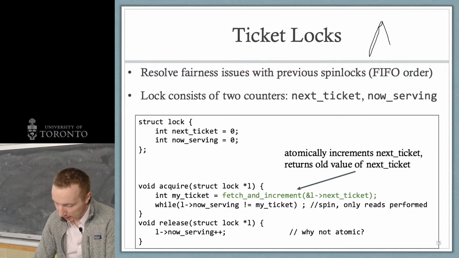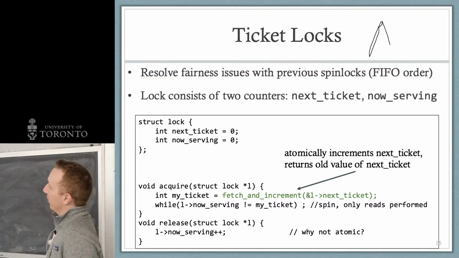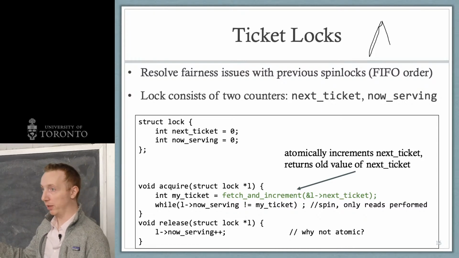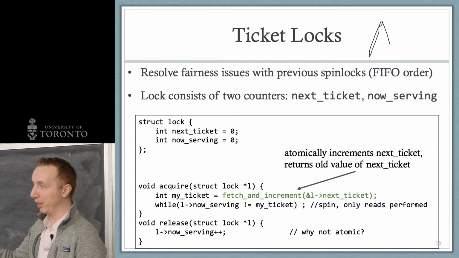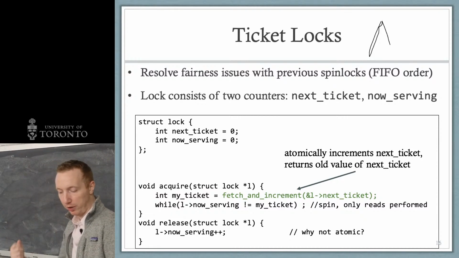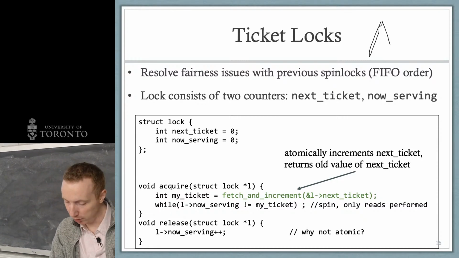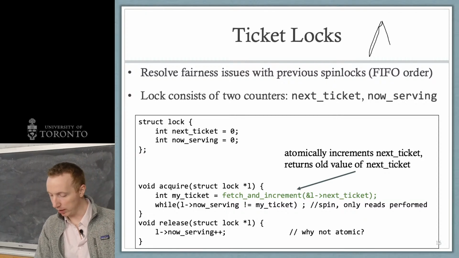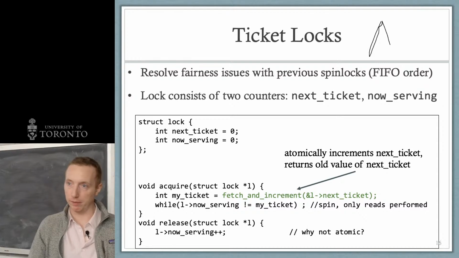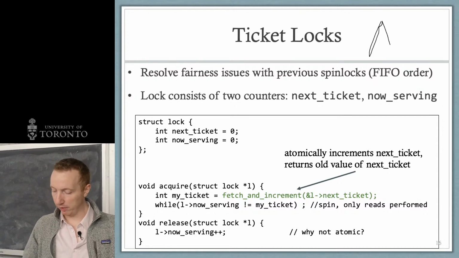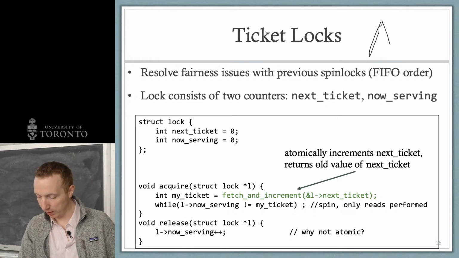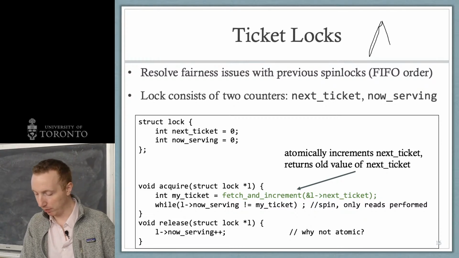So here, to acquire, you would atomically do the fetch and increment. You atomically pick a ticket. There's only one ticket machine. It's atomic. You take your number, and then you just loop over the now serving value. So you spin, only reading over and over again until you're up. And then now you have that lock. And then to release it, all you do is pick the next one in line.